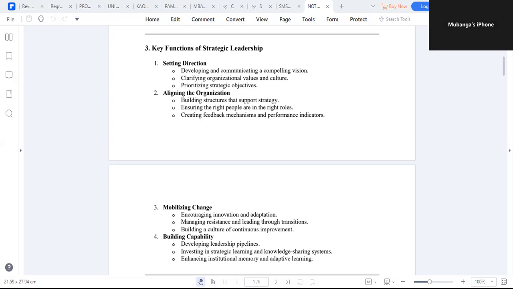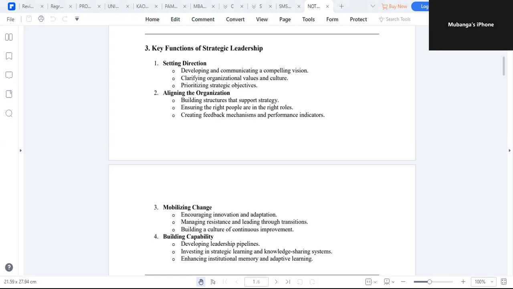Leaders also mobilize change. They will ensure they mobilize change, okay? By encouraging innovation and adaptation, they'll manage resistance and lead through transitions and they'll build a culture of continuous improvement. So these are the attributes. So they encourage innovation, meaning they'll support creative ideas and help teams to respond quickly to these new opportunities. And managing resistance and leading through transition.